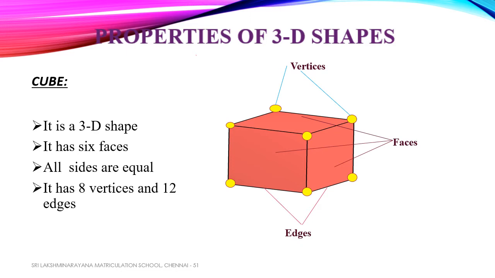So it is a 3D shape. It has 6 faces. All the sides are equal. It has 8 vertices and 12 edges.